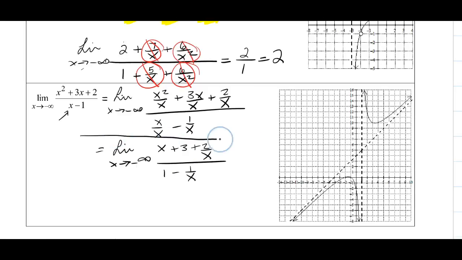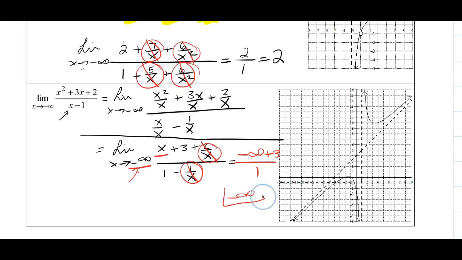So I've simplified this now, and I can take my limit as x approaches negative infinity. My fractions with x still in the denominator approach 0. Now I have direct substitution, negative infinity for x. I have negative infinity plus 3 over 1. So with this one, negative infinity plus 3 is still negative infinity, and divided by 1 is still negative infinity, and I can see that graphically as I approach negative infinity, I'm heading down toward negative infinity on the y-axis.